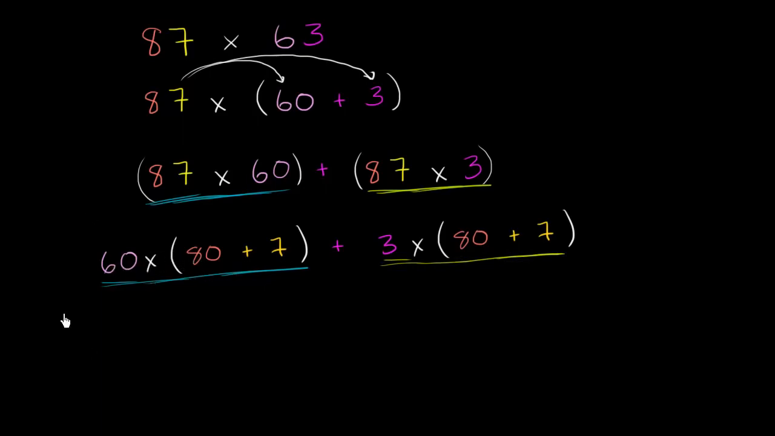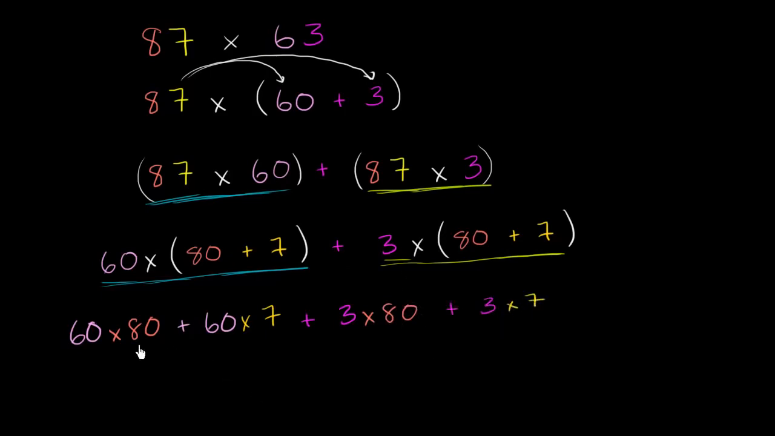So this is going to be 60 times 80 plus 60 times 7, plus 3 times 80 plus 3 times 7. Color changing is hard.